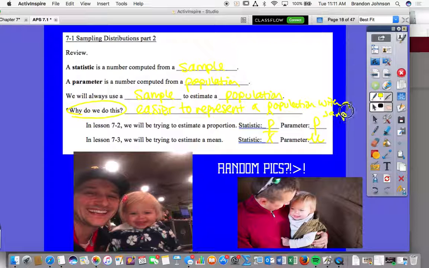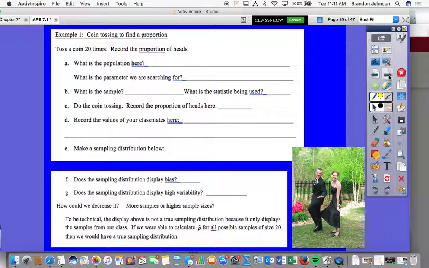Sometimes it's possible to actually just find the parameter. That's absolutely true. But a lot of times it's not possible. If I was trying to find the difference between guys' and girls' study time within all the high schools in America, that's impossible to really find. Even if I did just GAC, it's still not convenient if that was my population. So we use samples to infer things about our population. That's why we do that.